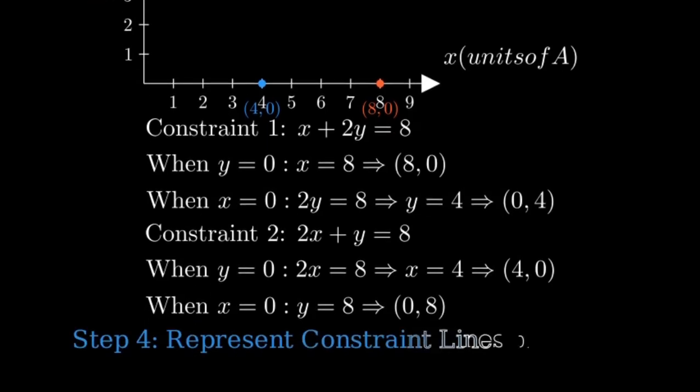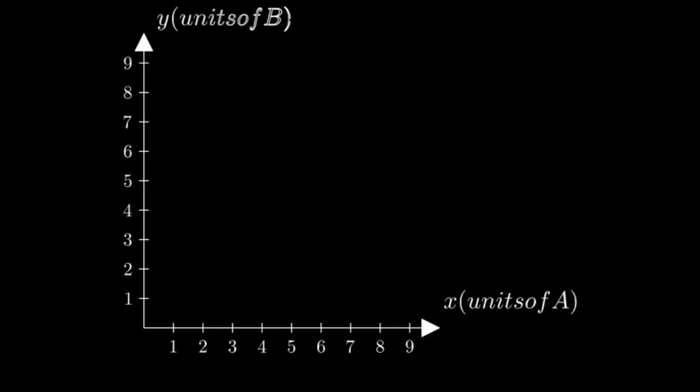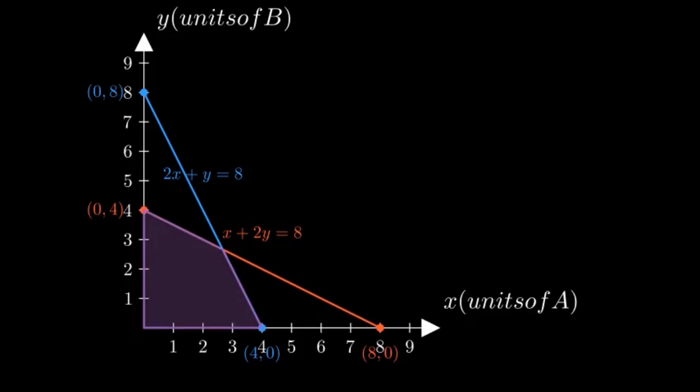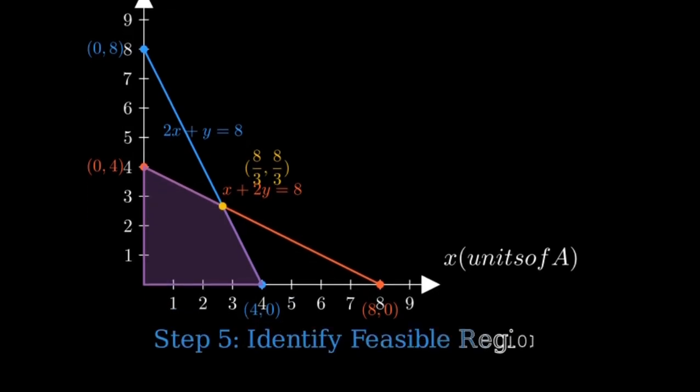Now for step 4, representing our constraint lines on the graph. We'll draw the first constraint line through the points (8, 0) and (0, 4), representing x plus 2y equals 8. Then we'll draw the second constraint line through (4, 0) and (0, 8), representing 2x plus y equals 8. Since our constraints are less than or equal to, we shade the half planes below and to the left of these lines. And because of our non-negativity constraints, we only consider the first quadrant where both x and y are non-negative.